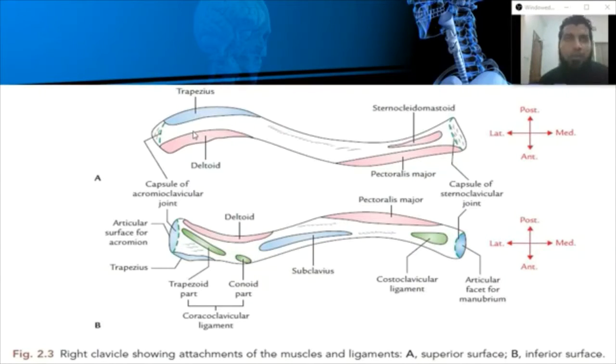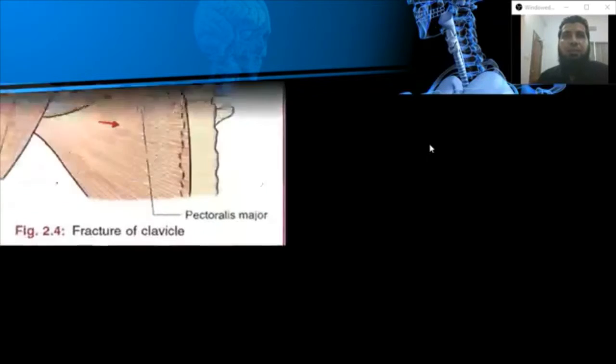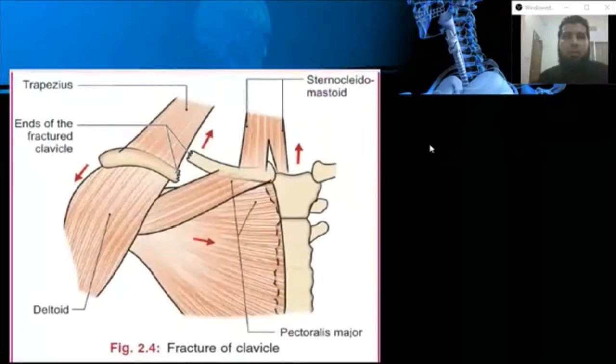It will be lost. So what is the nerve supply of trapezius? It is supplied by spinal accessory nerve, and sternocleidomastoid is also supplied by spinal accessory nerve. So these are the important questions related to the clavicle. So moving on to the next slide.